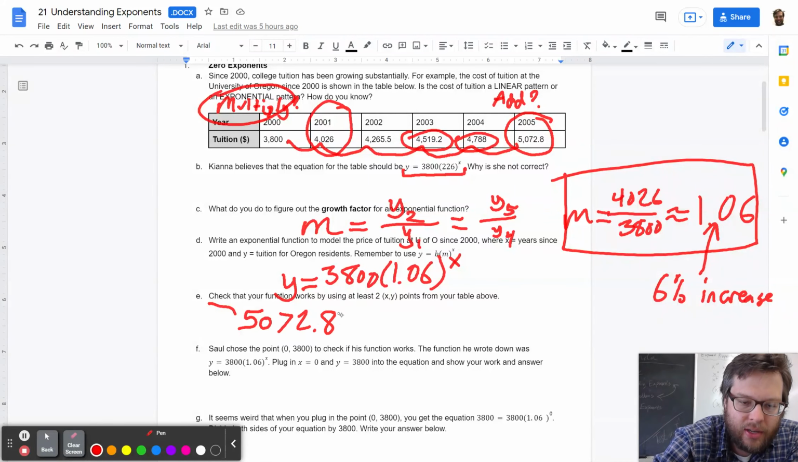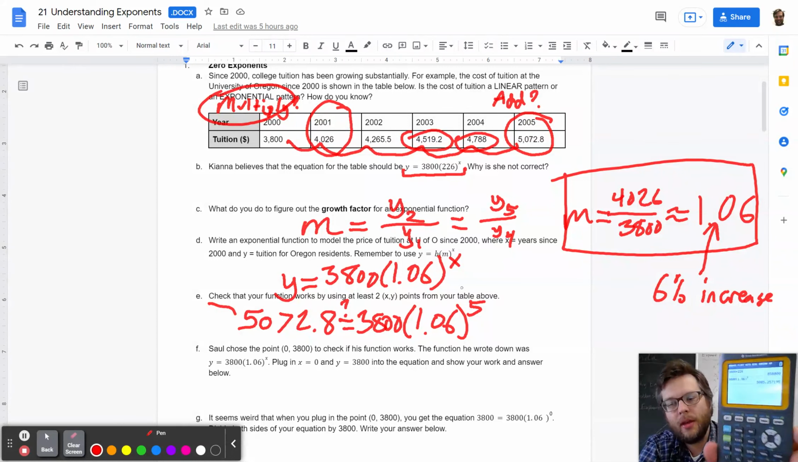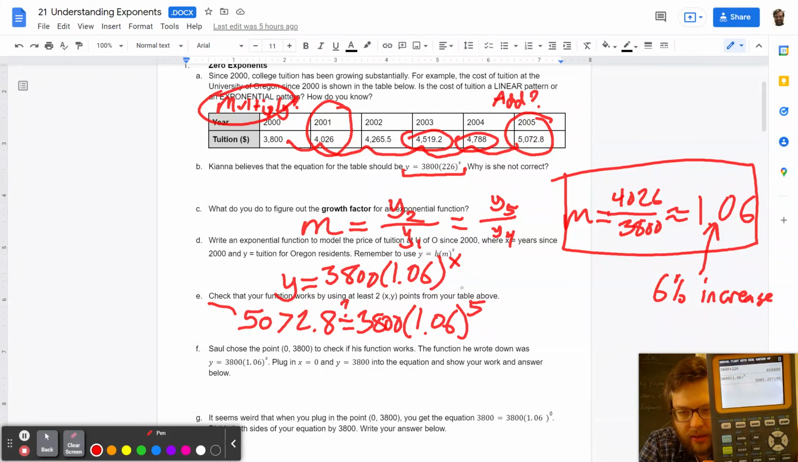5072.8 is my y value, and I'm checking if that equals 3,800 times 1.06 to the fifth. And the reason I did a 5 instead of a 2005 is because the table shows the cost since the year 2000. And so 2005 is 5 years after. So I typed it into my calculator there, and I got 5085, which is a little bit off.